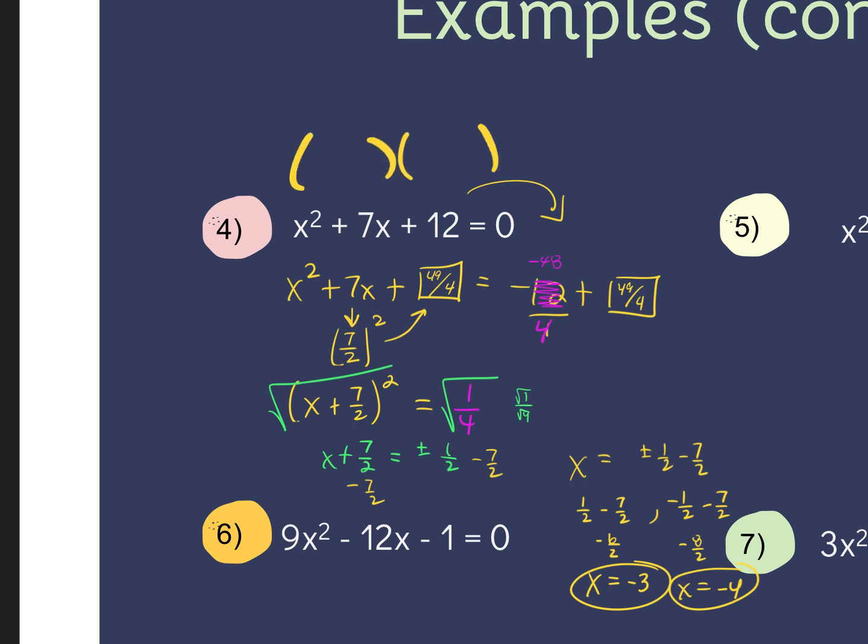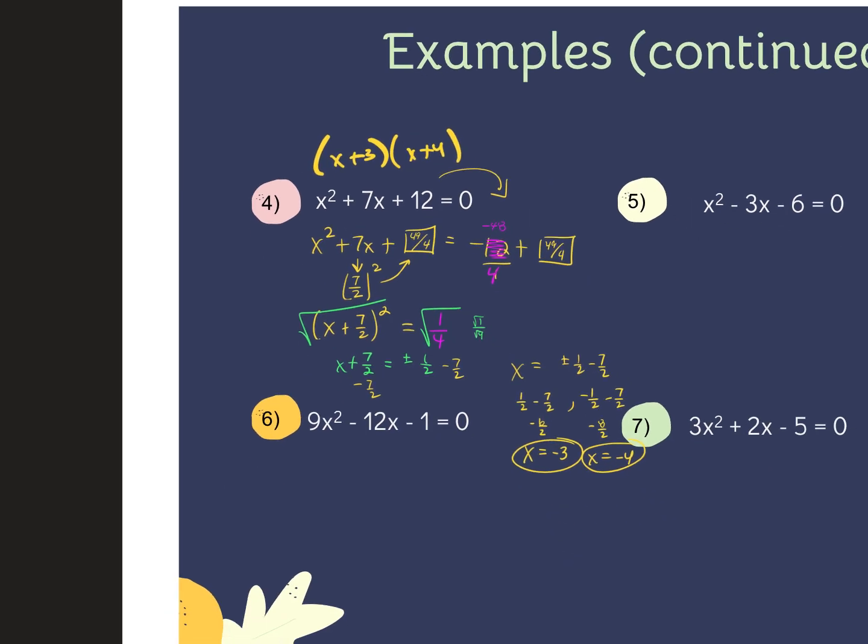Factor it, right? What are the factors of 12 that multiply to give you 12 and add to give you 7? x plus 3, x plus 4. Is that the same answer that we got, negative 3, negative 4? Yeah. If we solve here, we get x equals negative 3 and x equals negative 4. So if the directions say solve on your test next week, solve the equation.